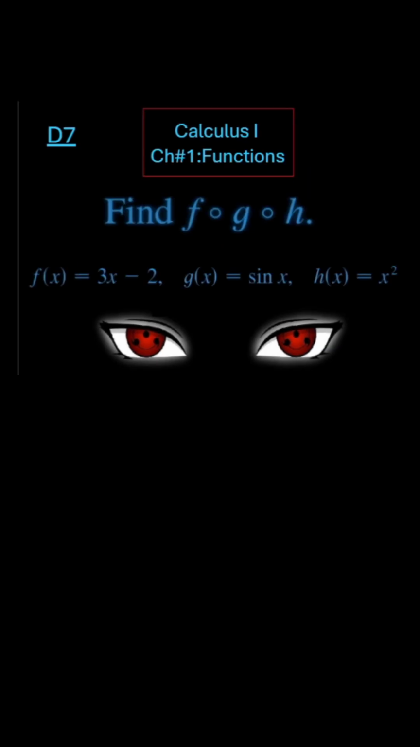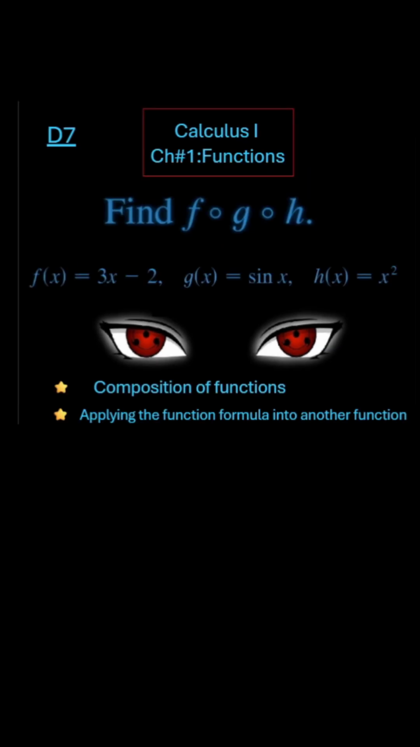Write in the comments. The composition of functions is the process of combining two or more functions so that the output of one function becomes the input of another. In this question, we are asked to find f after g after h, which is equivalent to f of g of h. Let's start by evaluating the term g of h.